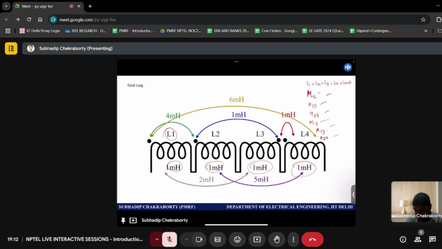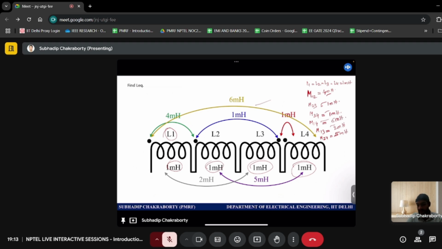Okay. So M12, as I can see, 1 and 2, is 4 millihenry. M23 is 1 millihenry. Then comes M34. 3 and 4 are coupled with 1 millihenry. 4 and 2 is the violet one, which is 5 millihenry. 1 and 3 is the grey color one, which is 2 millihenry, and 1 and 4, the yellow color one, is 6 millihenry.